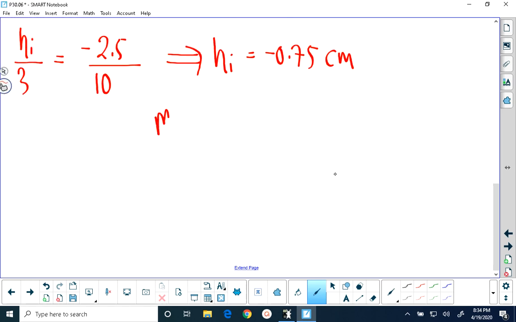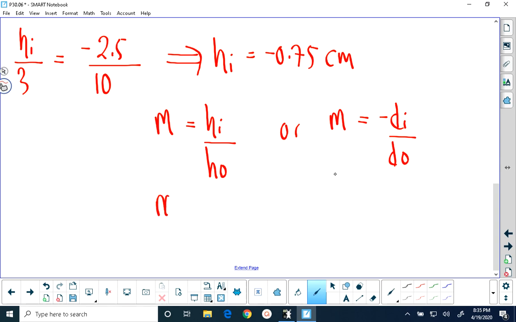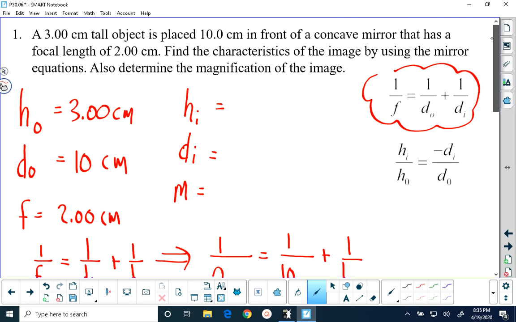Magnification can be found using HI over HO, or it can be found using negative dI over dO. I'm not going to do both calculations. You can feel free to do both and see that you get the exact same thing. If I use the heights, the height of the image is negative 0.75 divided by the height of the object, which is 3.